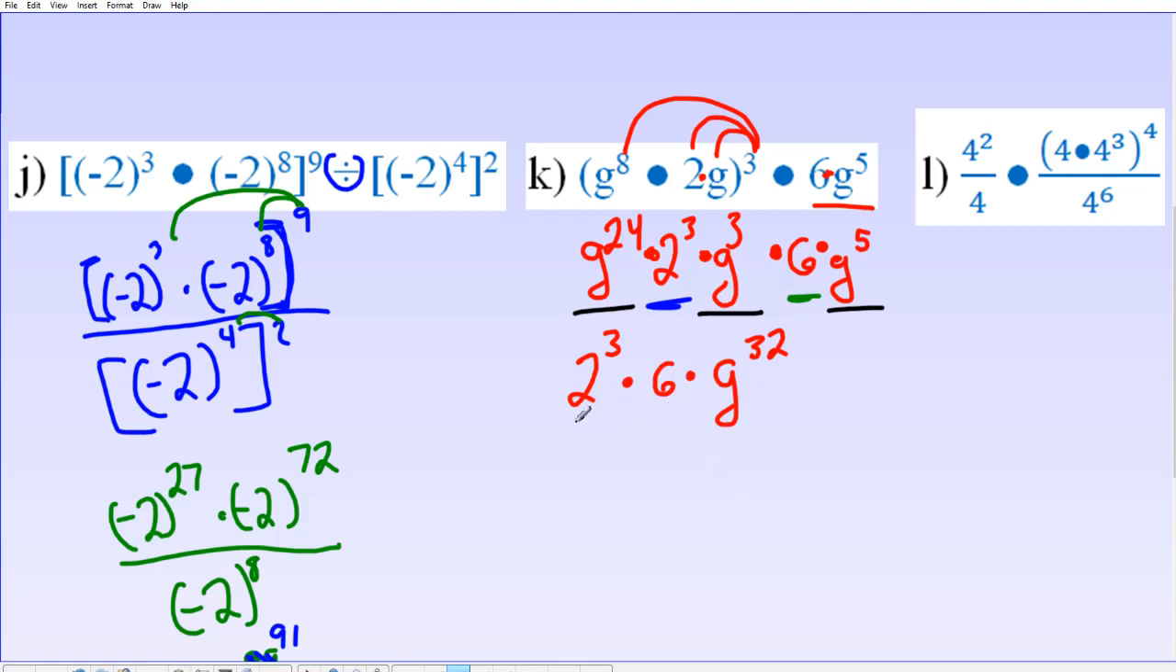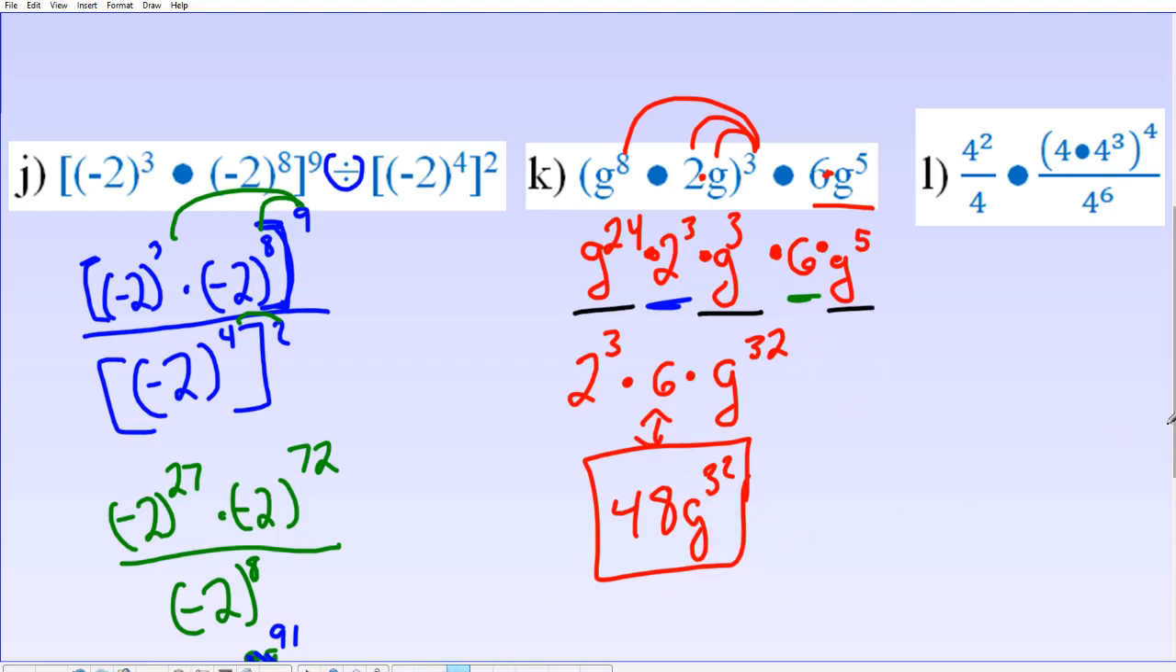Truth be told, you could probably simplify this a little bit. This 2 to the 3rd power is 8 if you evaluate it. And then you could take 8 times 6 and get 48. So if you said 48 g to the 32nd power, that's acceptable too. These are equivalent answers. I don't even know if one would be better than the other. They're the same, essentially.